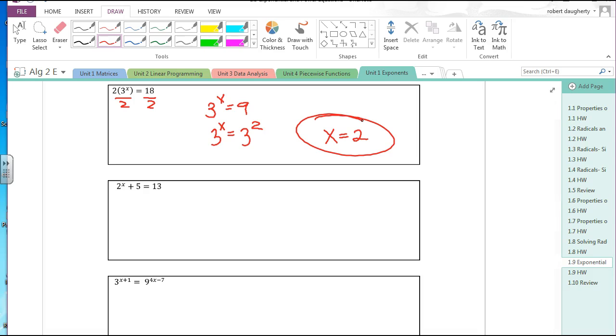What do I do on this one to get the exponential all by itself? Yeah. Subtract 5 from both sides, and I get 2 to the x equal 8. Now I want to see, can both of those numbers be written as powers of the same number? Yeah. So 2 to the x equal 2 cubed. Therefore, x is equal to what? 3. Okay.